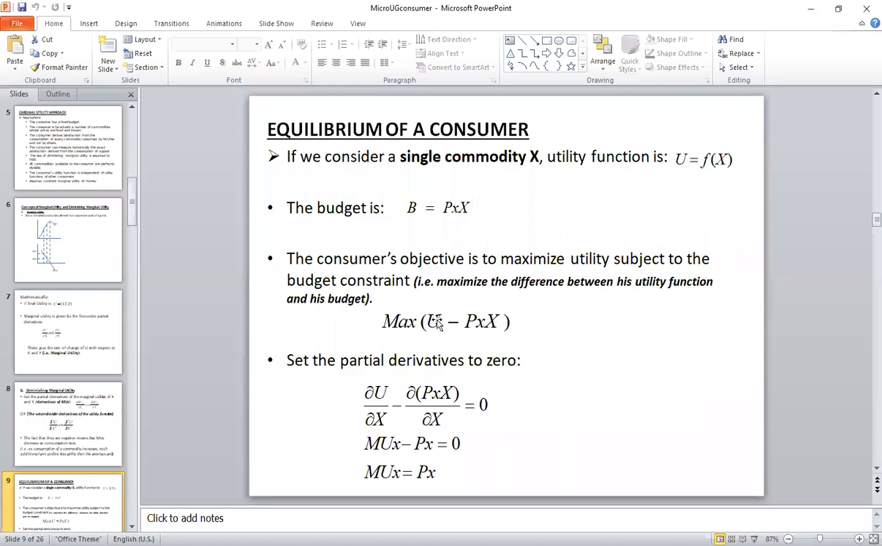here. Now the partial derivative of u with respect to x, because now we are dealing with only one commodity x. So we say du dx. Then we differentiate that budget PxX with respect to x. So we say d(PxX) over dx. And then we equate it to 0. So du dx is the marginal utility of x. And now when we differentiate this with respect to x, we get Px.